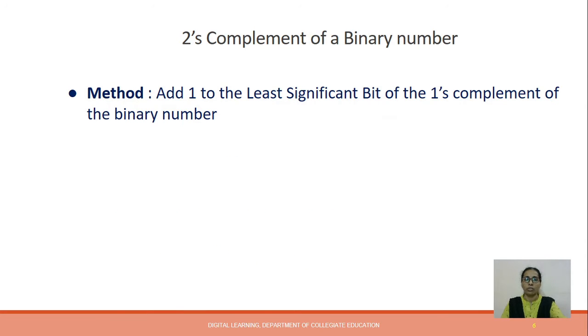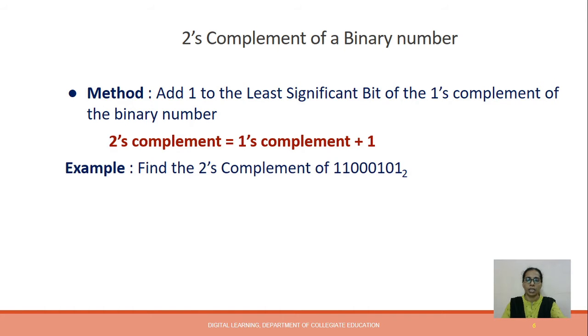Now let's see how to find the twos complement of a number. The method is to add 1 to the least significant bit of the ones complement of the binary number. That is, twos complement is equal to ones complement plus 1.